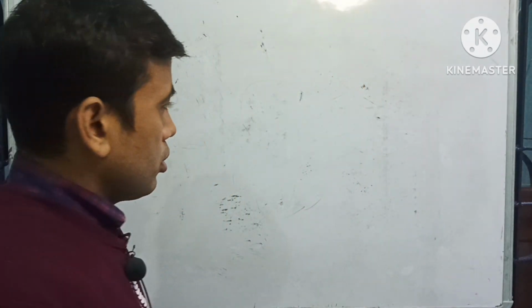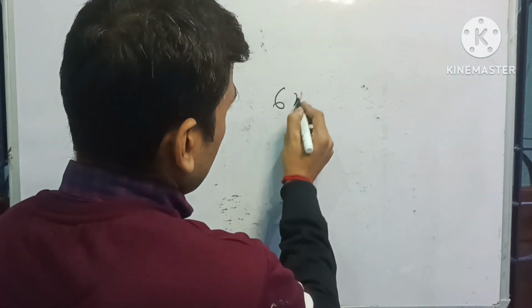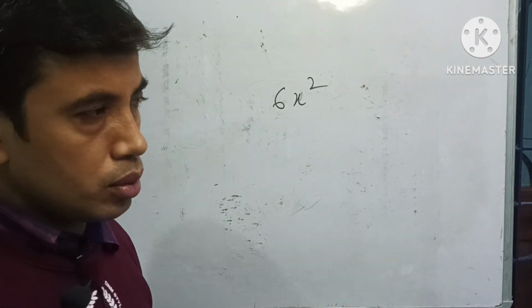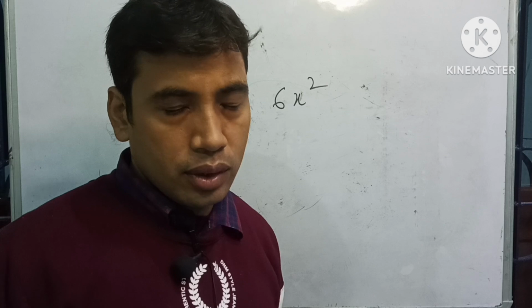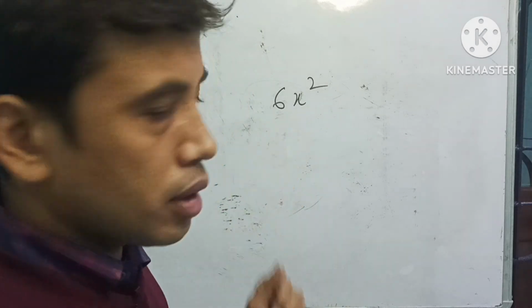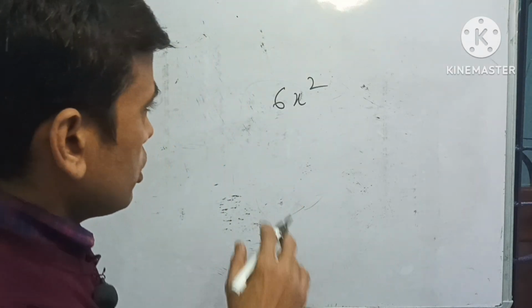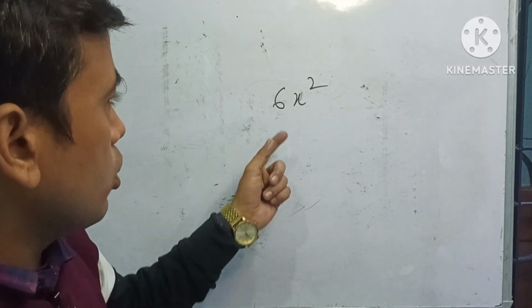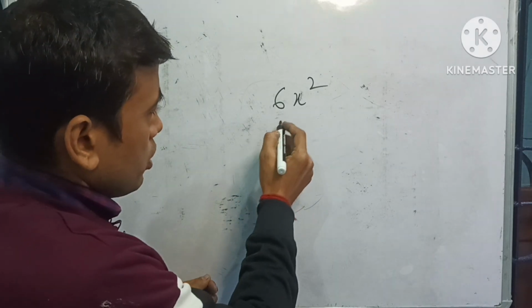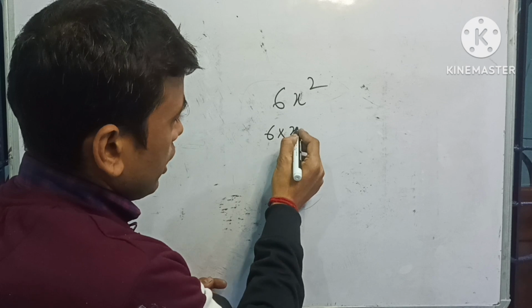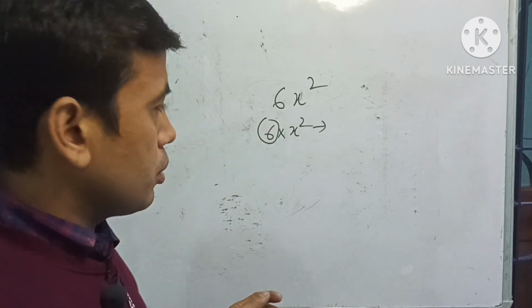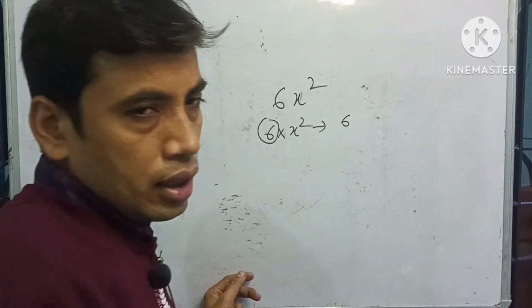Suppose I take a variable term 6x square. Here x is the variable. So the coefficient is a number or a constant which is multiplied with the variable term. If you are asked to find the coefficient of x square, we have 6 into x square. So the number is 6. That means the coefficient of x square is 6.